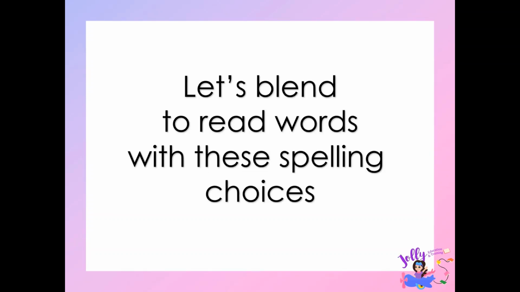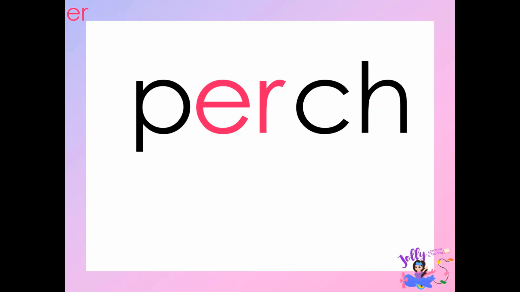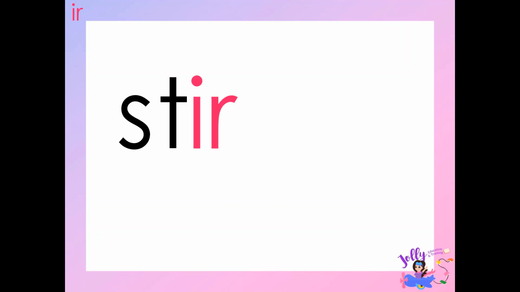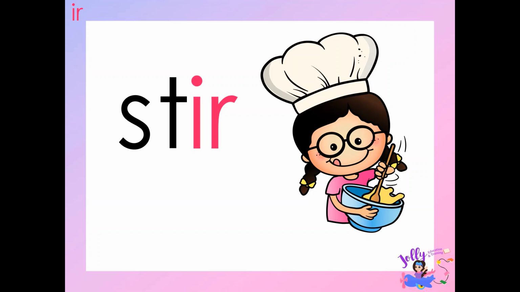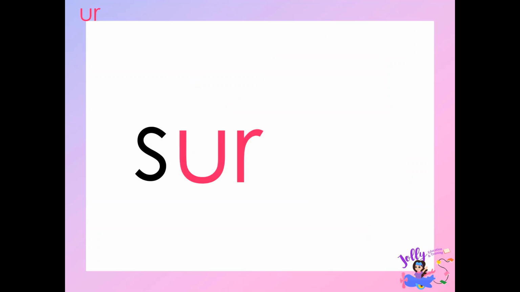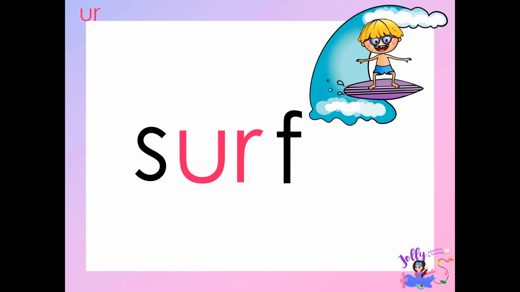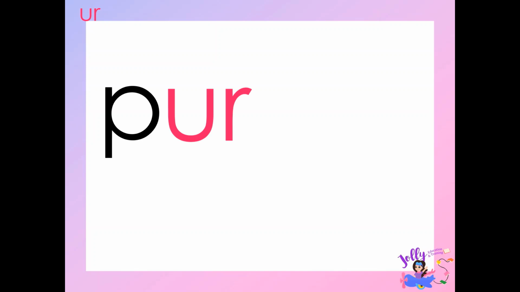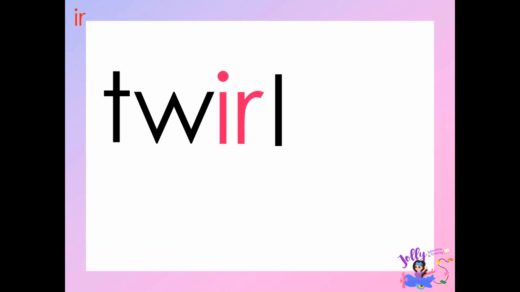Let's see if we can blend to read words. And the words that we're going to try and read will have those spelling choices for the sound. Blend with me. P, ch, perch. S, t, stir. S, f, surf. P, s, purse. W, twirl.